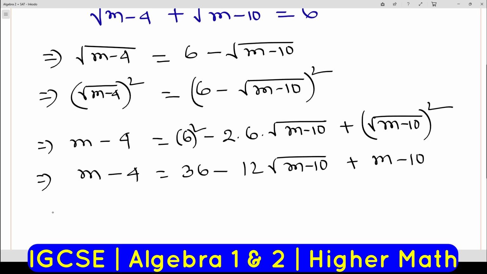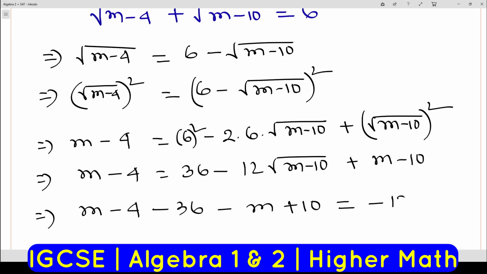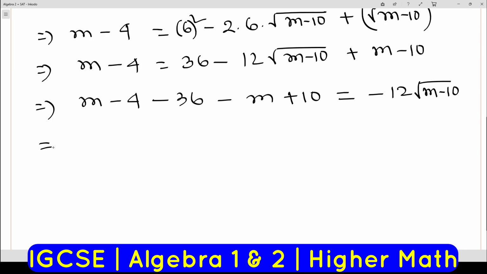Okay, now we transfer something to the left side. So here is m minus 4 minus 36 minus m and plus 10, and we should keep minus 12 root m minus 10. Okay, so here m and minus m are out, minus 4 minus 36 plus 10, it means minus 4 and minus 36 is minus 40 plus 10, it's minus 30 equals minus 12 root over m minus 10.